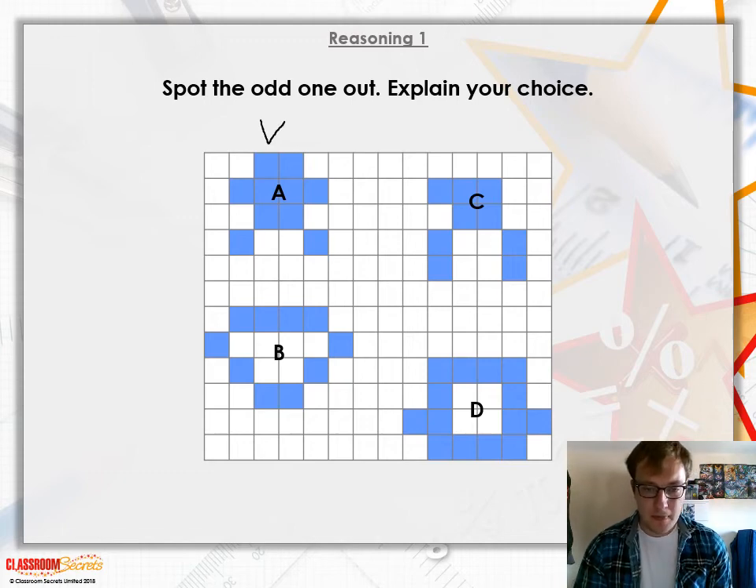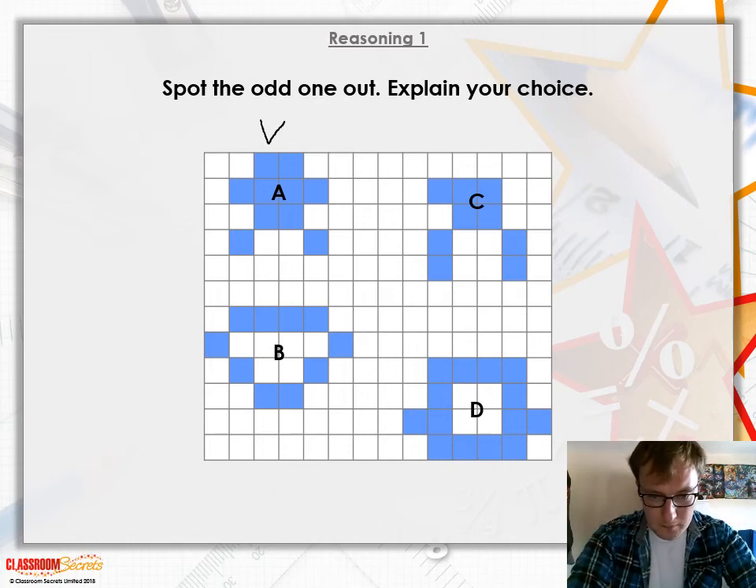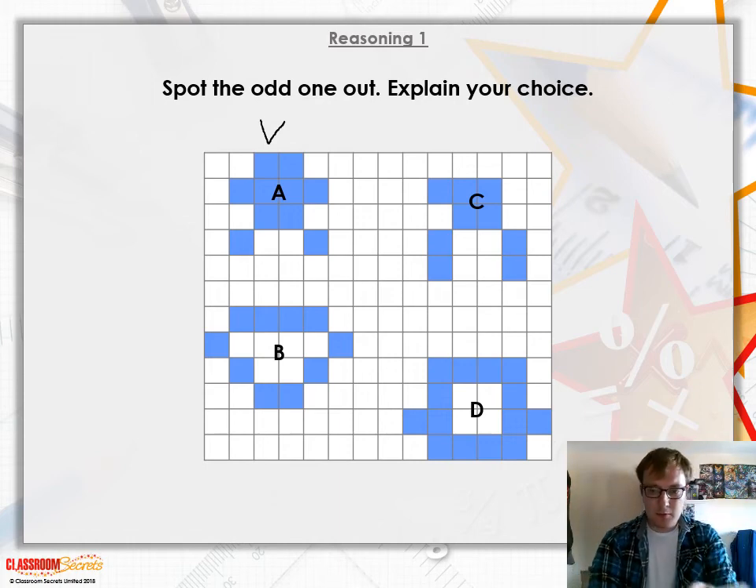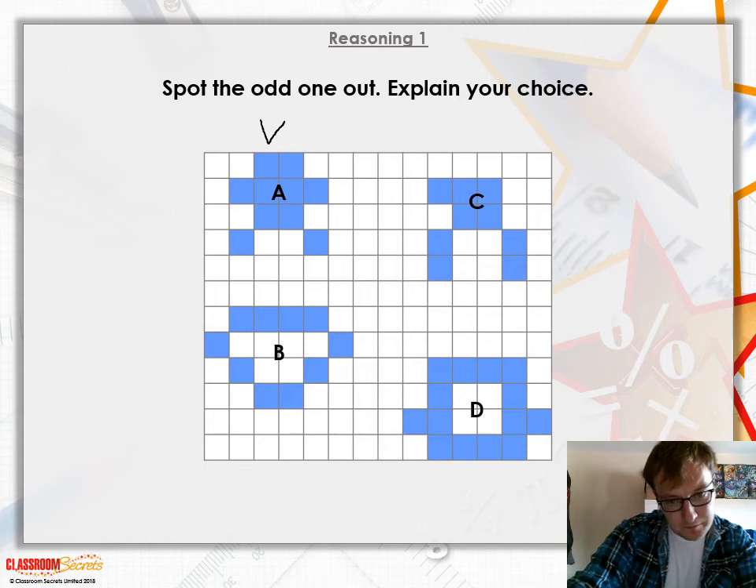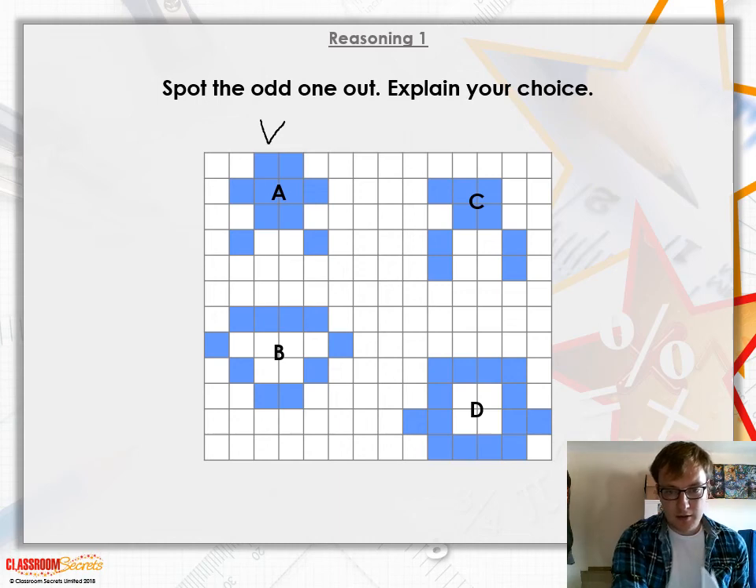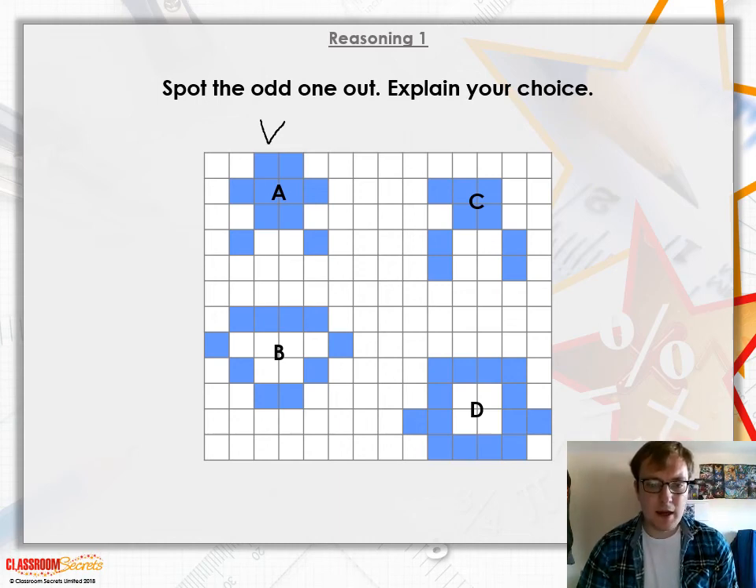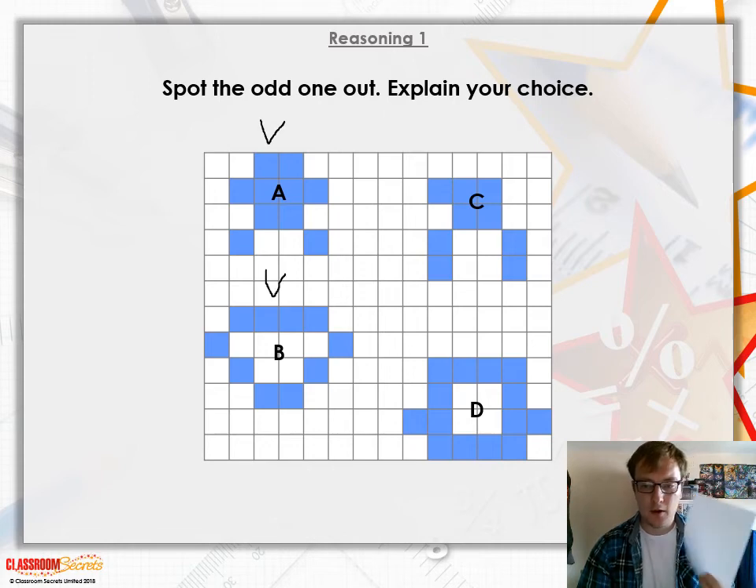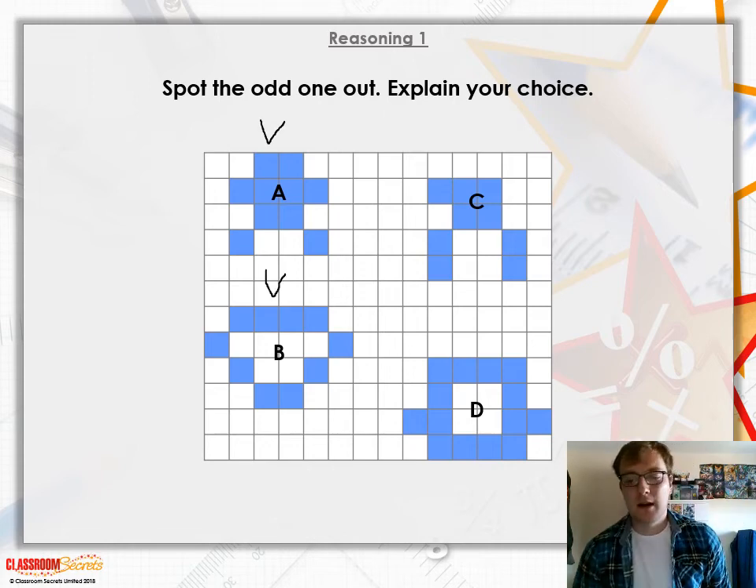Again, doing the same with B, so I'm going to do a horizontal one. No, it doesn't have a horizontal one. I'm going to do a diagonal one. No, it doesn't have a diagonal one. But then I'm going to do a vertical one again. And it does have a vertical one. So something the same between A and B is they've both got vertical lines of symmetry.